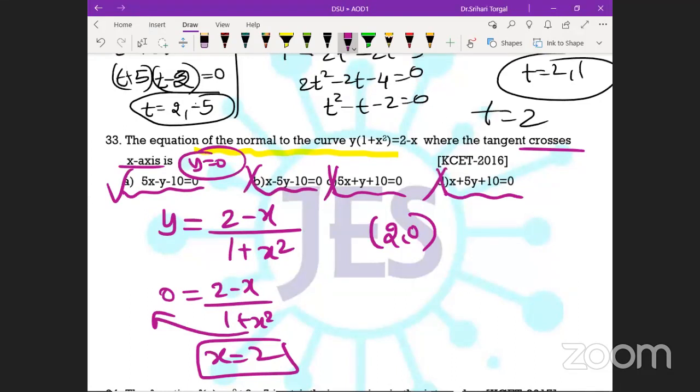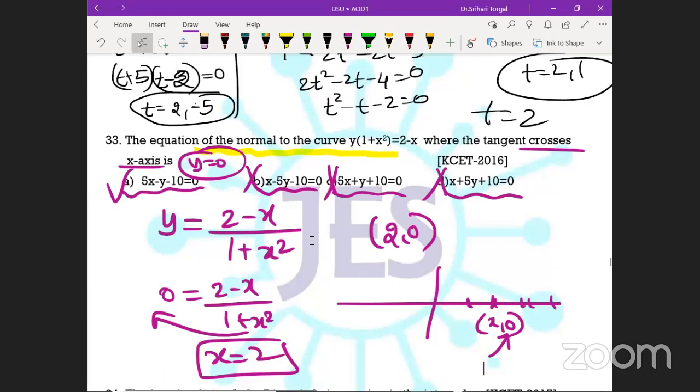Why did I put y equal to 0? Because the tangent crosses the x-axis. Any point which lies on the x-axis is in the form (x, 0). That is why y equal to 0. If any point is on the x-axis, you have to put 0 for y. I have not done any differentiation here. I have directly found that value.